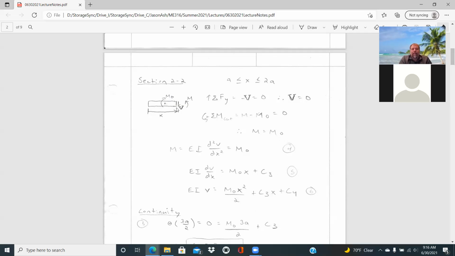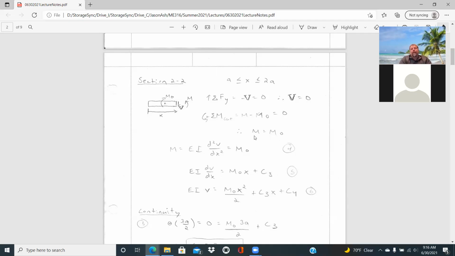Again, remember, for these types of problems, it is kind of nice to sum moments about the cut, because then you don't have to worry about including that internal shear force in there either. For this problem, it's 0, but for other problems, it's nice to sum moments about the cut to not have to deal with that internal shear.